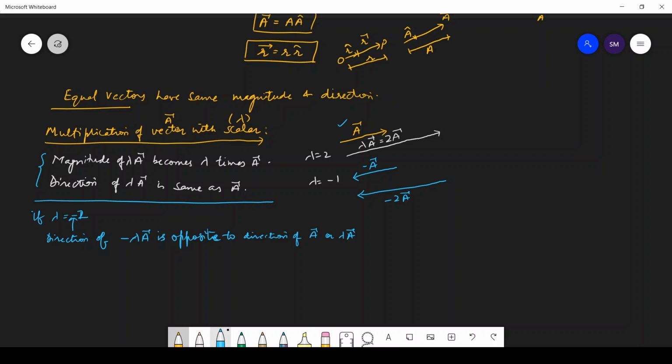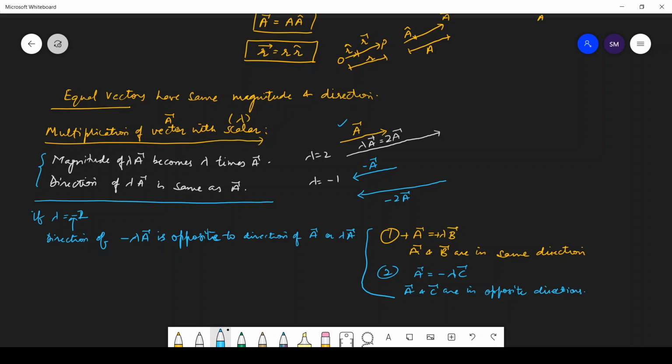Students, this is a very, very important point. Whenever you have two vectors, like vector A is equal to lambda B, here we have a positive sign, so it means A and B are in the same direction. Now the second thing is that A equals minus lambda C. What does this mean? It means that A and C are in opposite directions. Okay. So these are very, very important points.